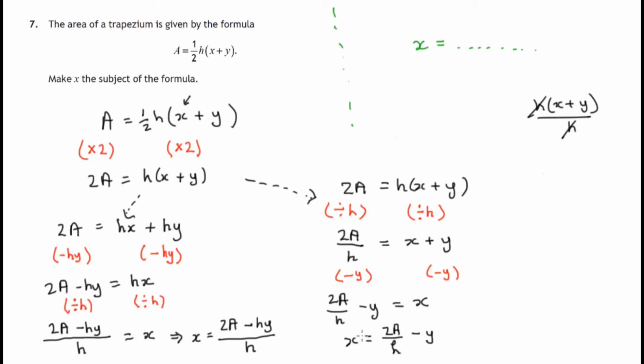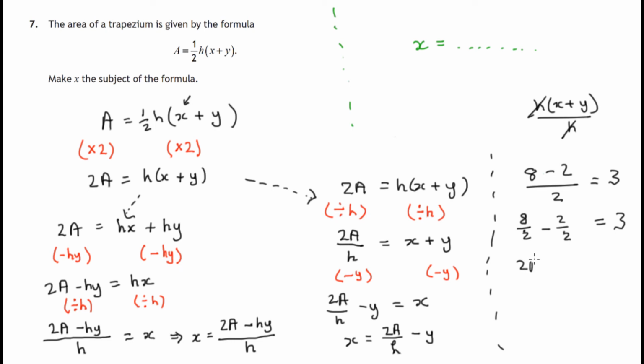In both of these cases x is the subject. Now they may well look different, but they're not. Let's look at an example. Take 2a minus hy over h, which is similar to 8 minus 2 over 2, for instance. 8 minus 2 is 6. 6 divided by 2 gives us an answer of 3. If you imagine that we divide each number by 2, 4 minus 1, that still gives us 3.